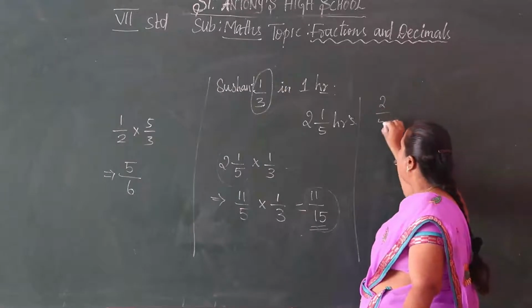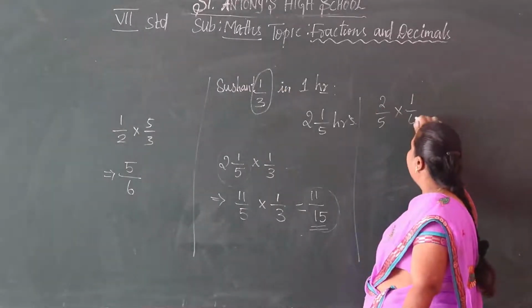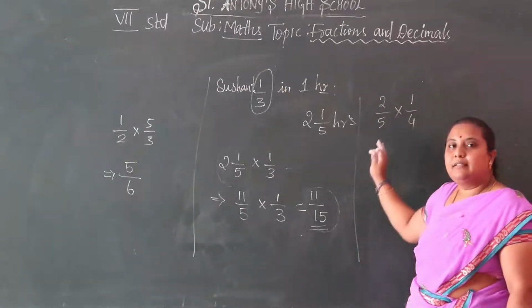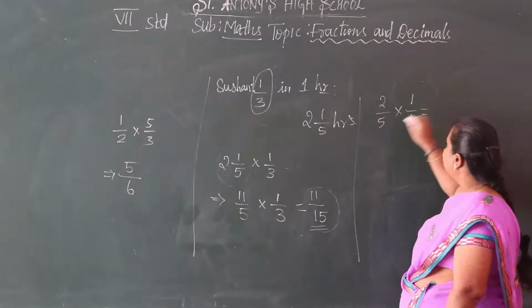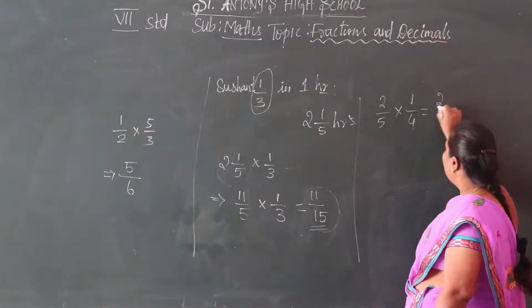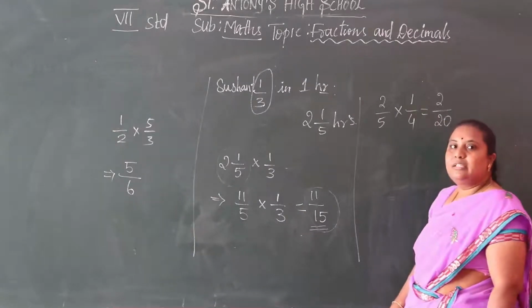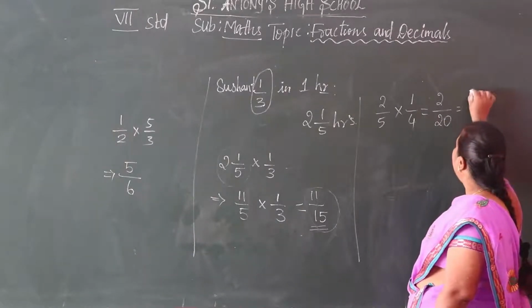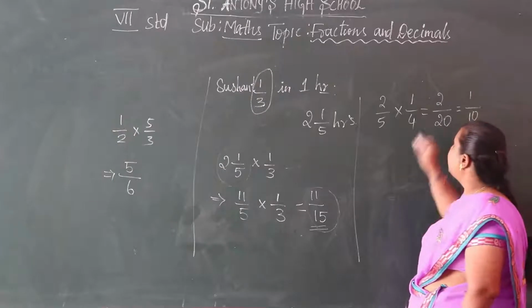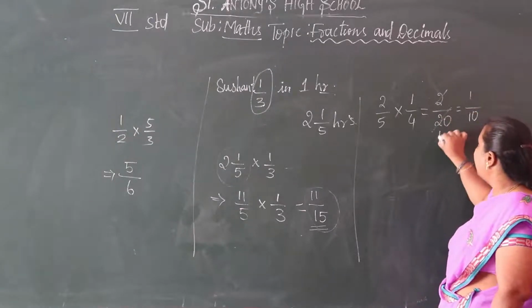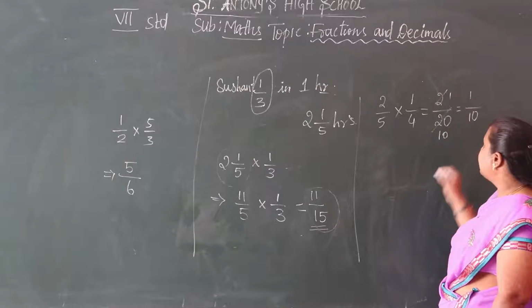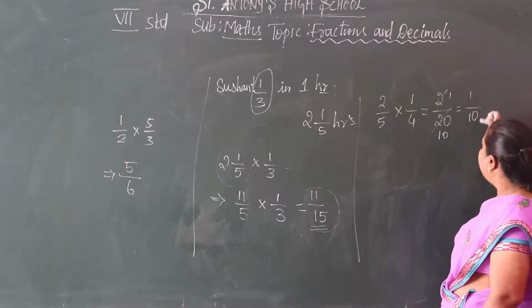So 2 by 5 into 1 by 4. You are having the fractions like this. You have the solution: 2 into 1, and 5 fours are 20. So you have 1 by 10 as the solution. You are cancelling like this: 1 two is 2, 1 ten is 10. So, 1 by 10.